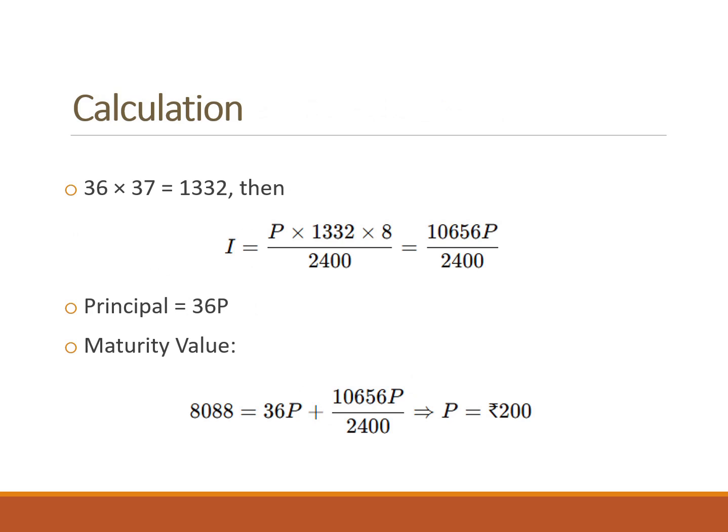Let's simplify the expression. 36 times 37 is 1332. Substituting in the formula, we get interest equals 10,656 P divided by 2400. Now, we write maturity value as principal plus interest. Solving the equation, we find the monthly installment is 200 rupees.